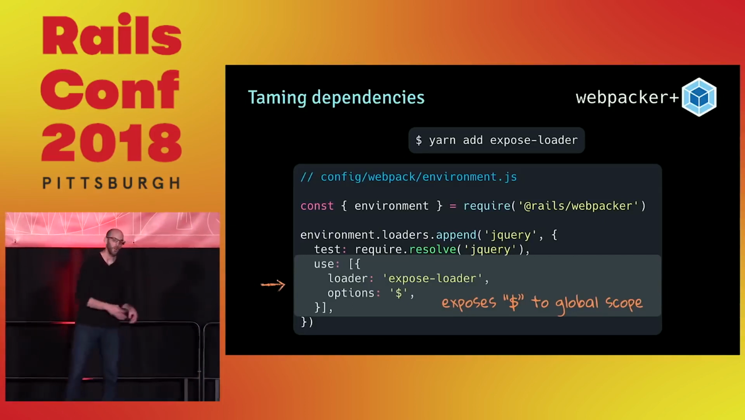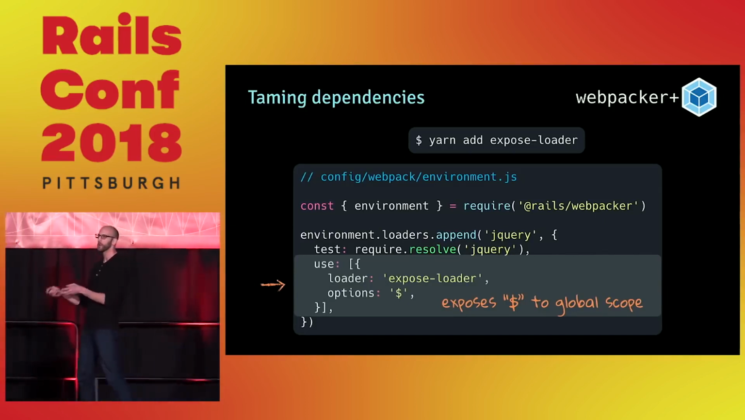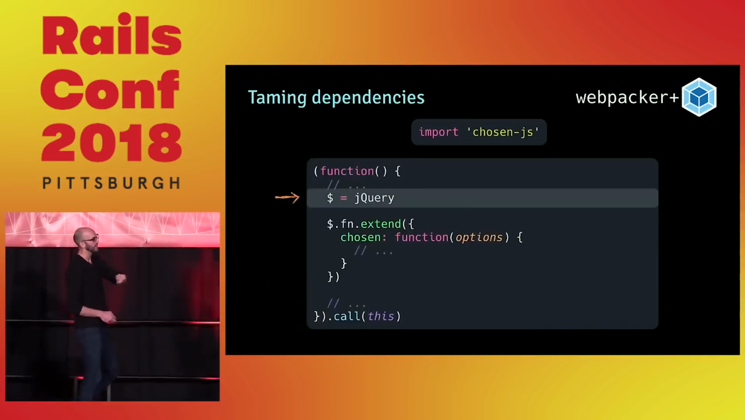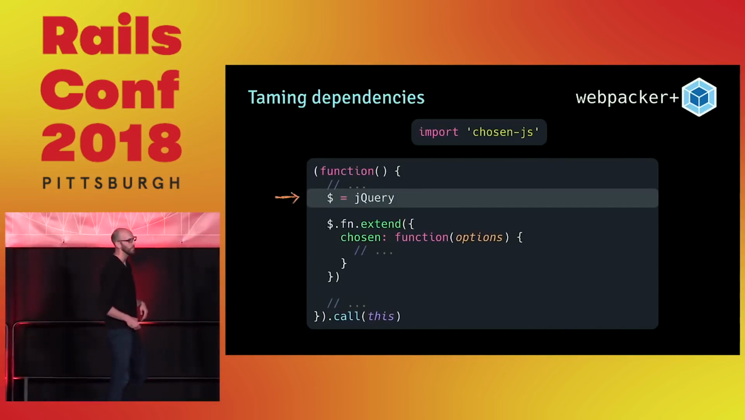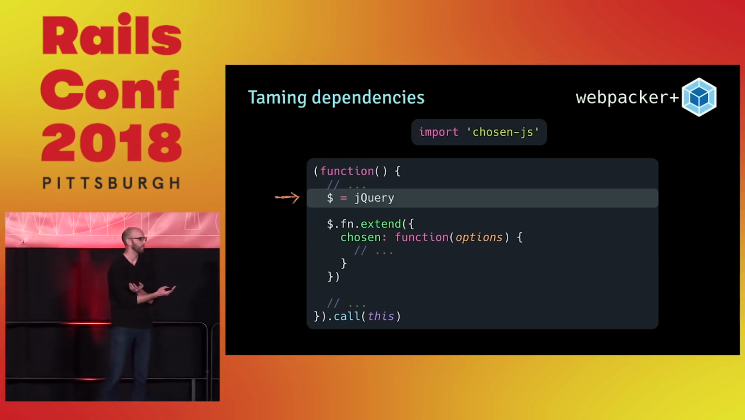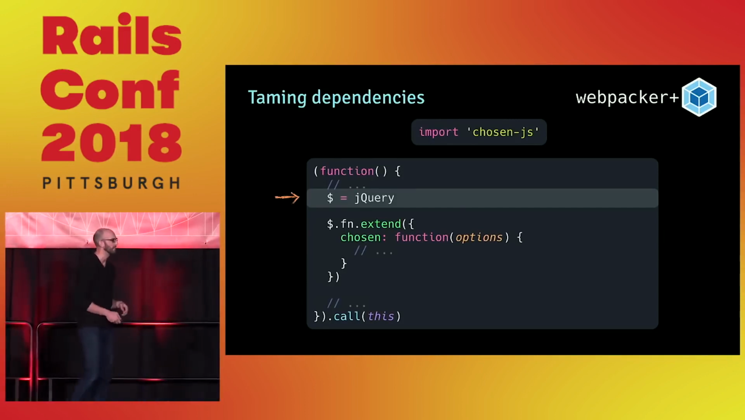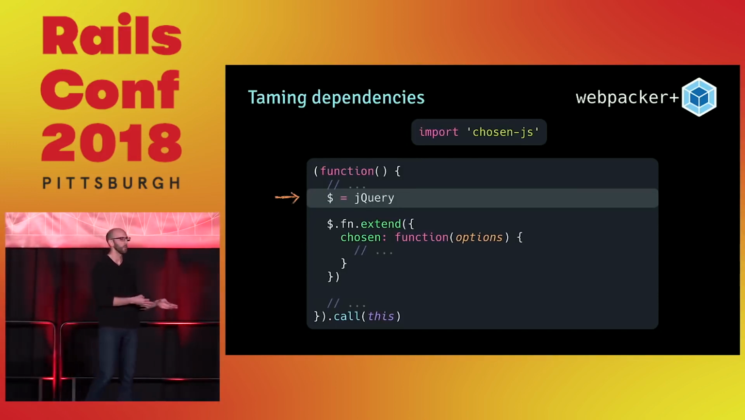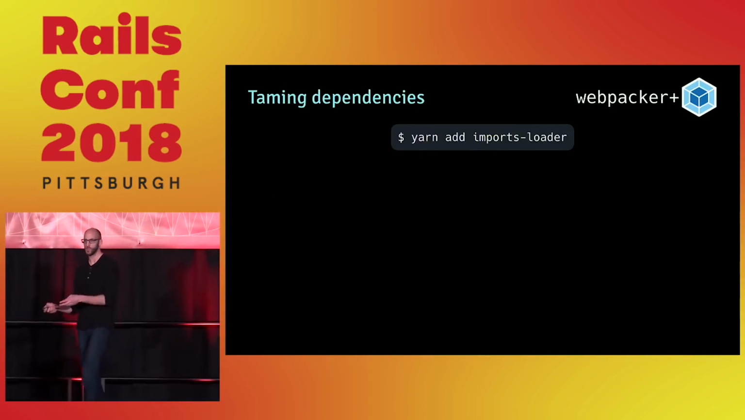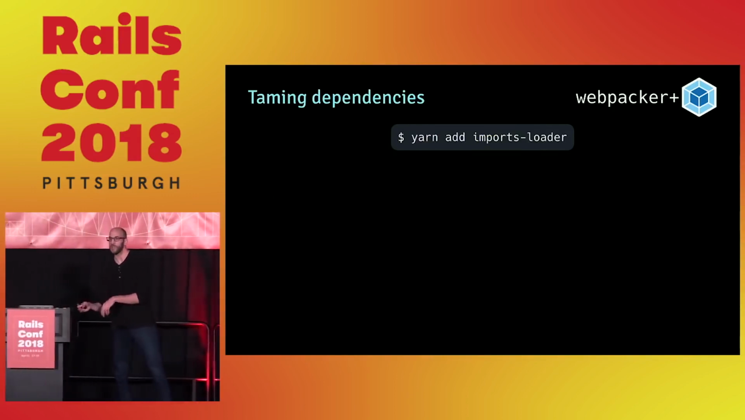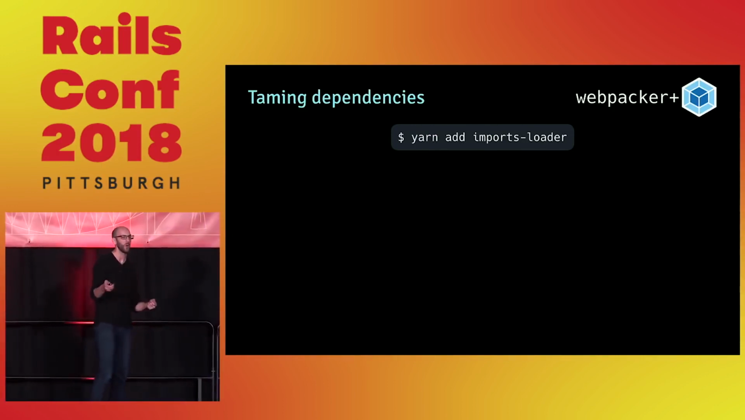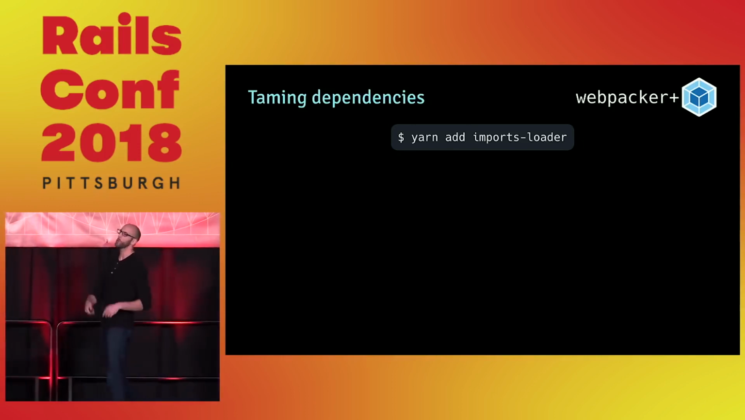And as you could have seen already, that caused some problems, and we found a better way to address this issue. While it did get our chosen JS plugin to work because it could find that jQuery dependency in the global scope, we could actually flip the problem around and address it from the other way. Instead of exposing jQuery to the global scope, we ultimately decided to change how chosen JS works. So we can use something called the imports loader to actually import the dependencies that it needs, where it otherwise expected them to be available in the global scope.